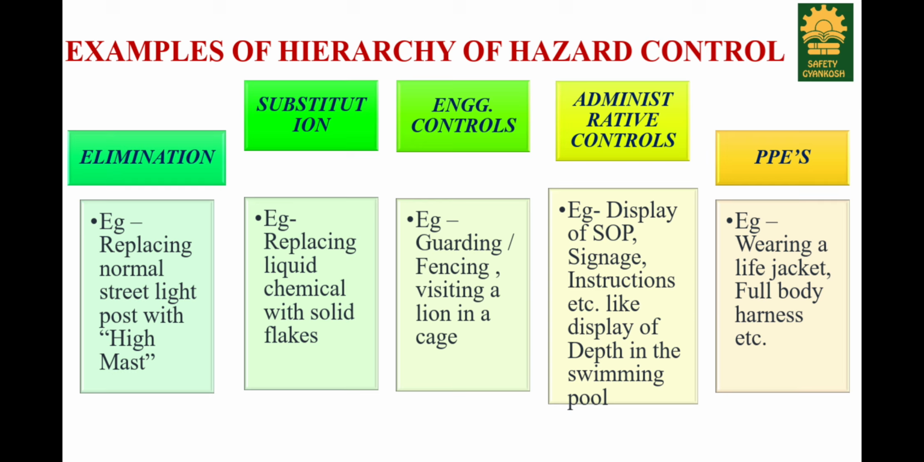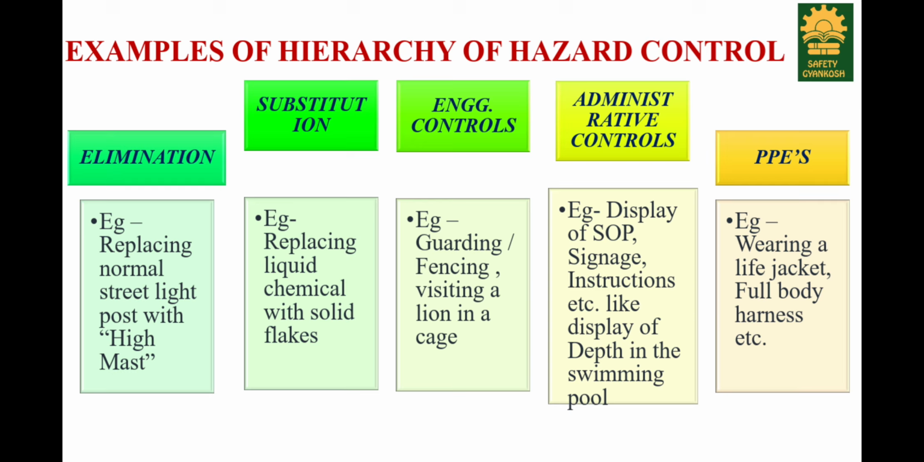What can be the example of substitution? Replacing liquid chemical with solid flakes. We are handling some chemical in a liquid form, so there is a chance of inhaling the fumes or the vapors of that liquid. But if we change that liquid with solid flakes, the chance of inhalation is negligible, so it can be replaced.